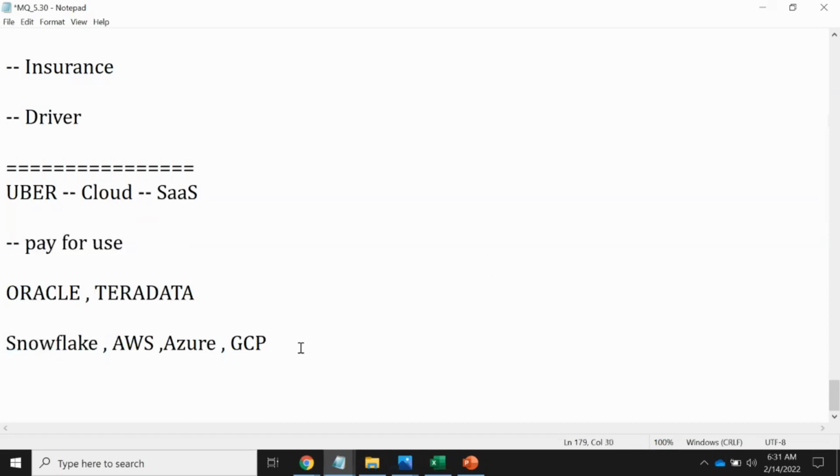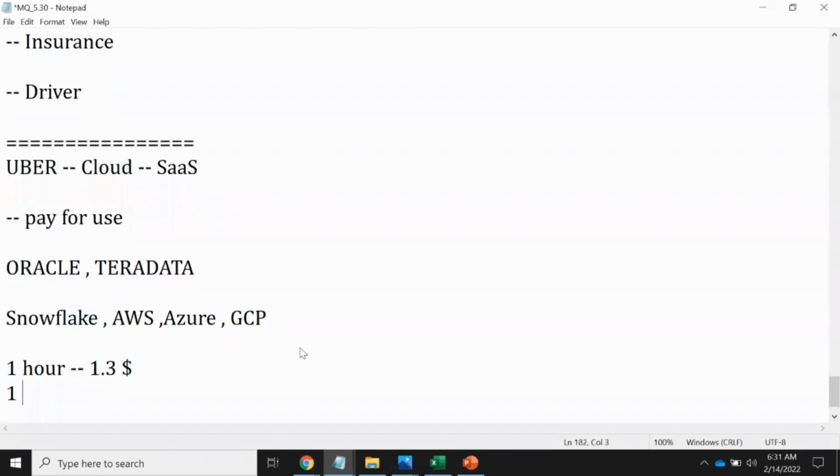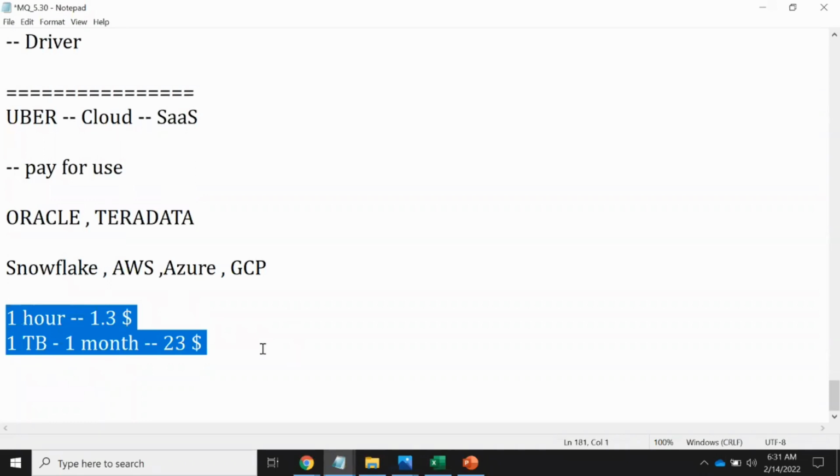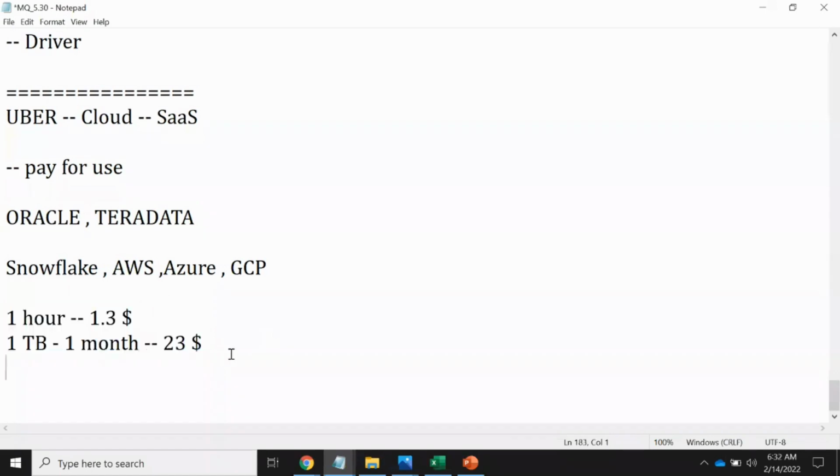It's very minimal. Let me tell you something. For 1 hour of utilization of a Snowflake account, for the processing, they are going to charge around $1.3. $1.3 for 1 hour of utilization. This is for the processing. And for 1 terabyte of storage for 1 month, they are going to charge around $23 per month. Now observe this, it's a very minimal amount, right? So it is affordable for every startup company to MNCs, when you compare this pricing.